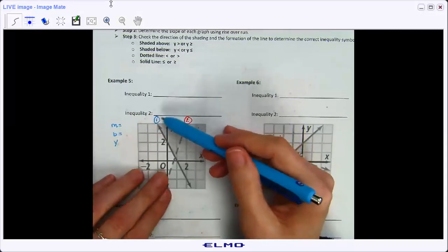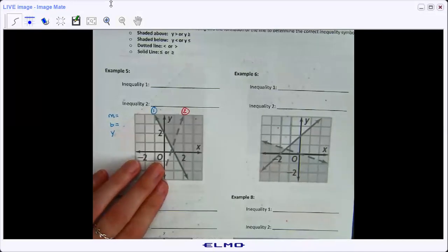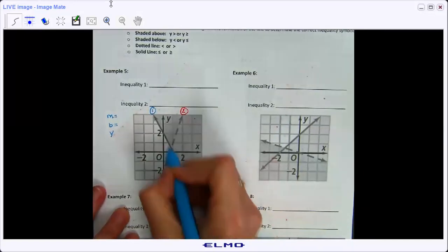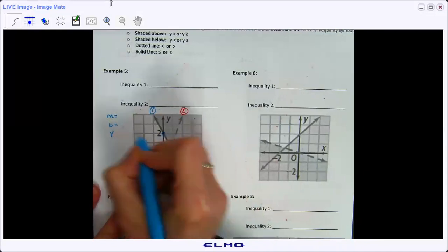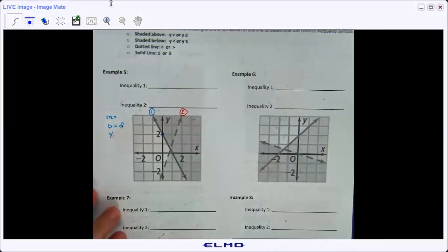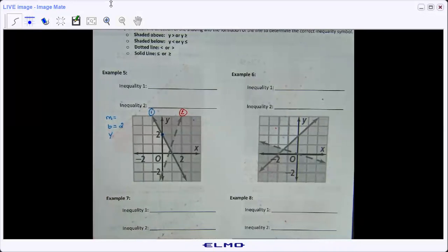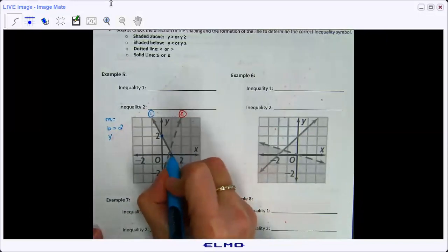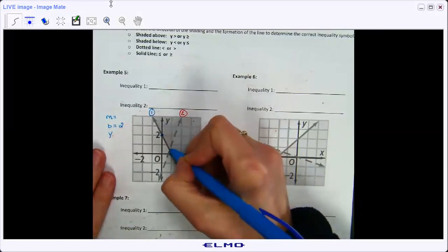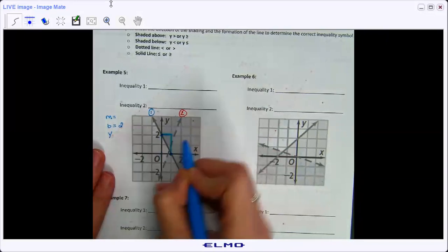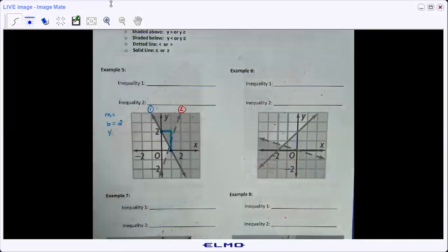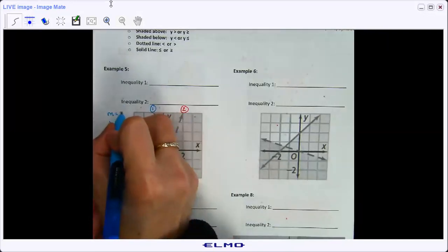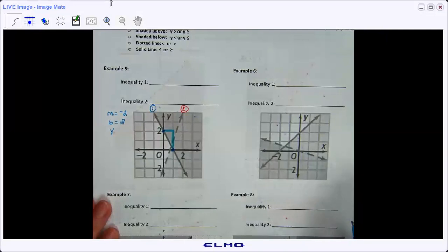So in looking at my first inequality, the thing that's always easier for me to find is the y-intercept. I can see that this line goes through the 2 on the y-axis, so my y-intercept is 2. The next thing I want to do is find the slope. So I find another point of intersection on my graph, which I find over here on the x-intercept. And I see that I have to rise 2 and run 1. But I'm running in the negative direction, so that means my slope is -2.